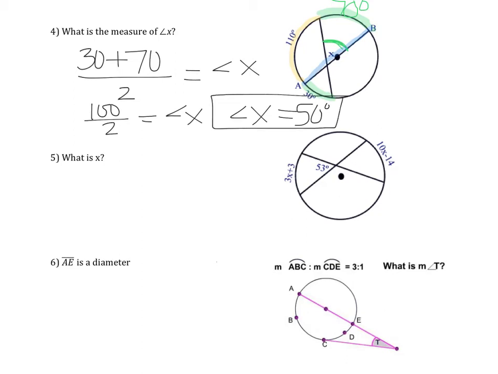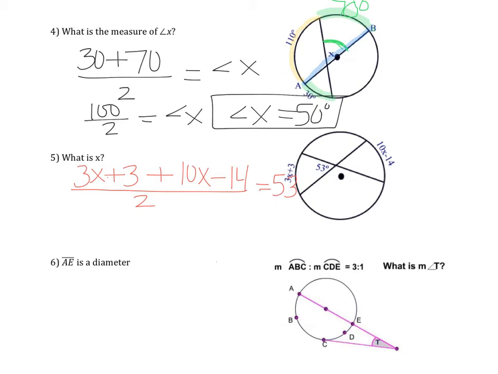All right, number 5. Again, we are intersecting inside the circle. That tells me that we are going to add our two arcs together. 3x plus 3 plus 10x minus 14, all of that divided by 2 equals my angle of 53 degrees.